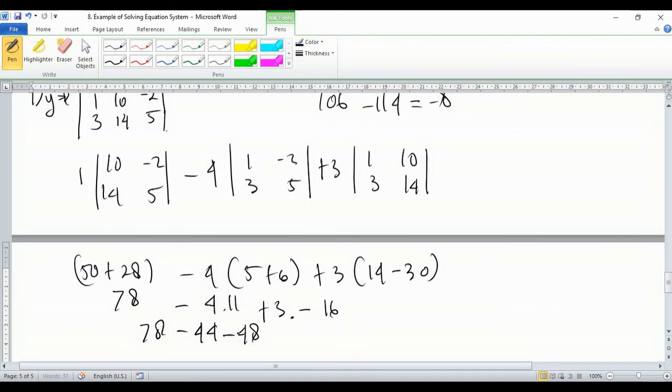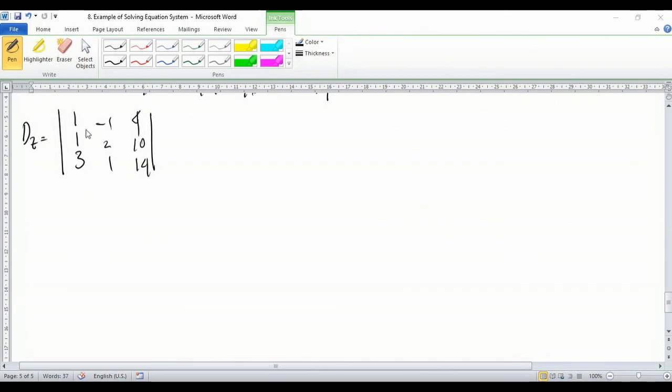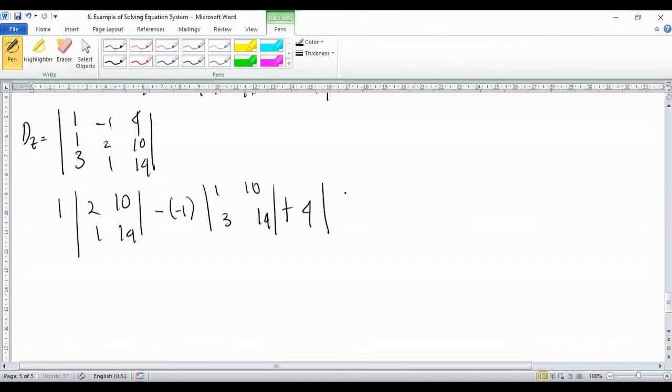Okay, 40x, 70x, 30 minus 44. So this result is minus 14. Okay, now we continue this one with the same rule. 1 times 2, 10, 114. And then minus 1 times the 1, 10, 3, 14. And then plus 4 with the determinant of 1, 2, 3, 1.